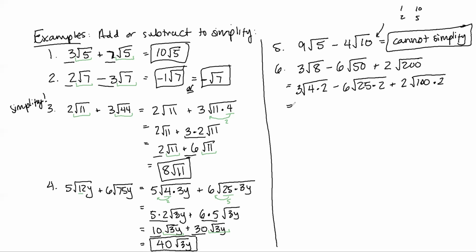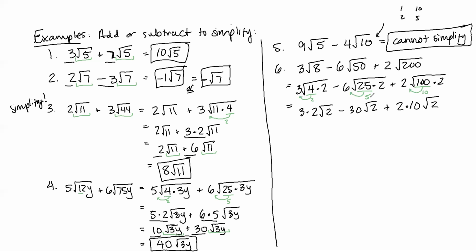Now we can go ahead and take stuff out. So the square root of 4 is going to come out as a 2. The square root of 25 will come out as a 5. And the square root of 100 will come out as a 10. So now remember, we're going to be multiplying the number out in front by the number we're taking out. Leave that 2 on the inside. Minus 6 times 5 is 30. Leave that 2. Plus 2 times 10. Leave the 2 on the inside. So those are the numbers we took out.